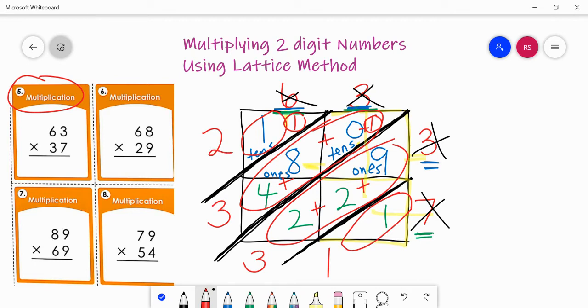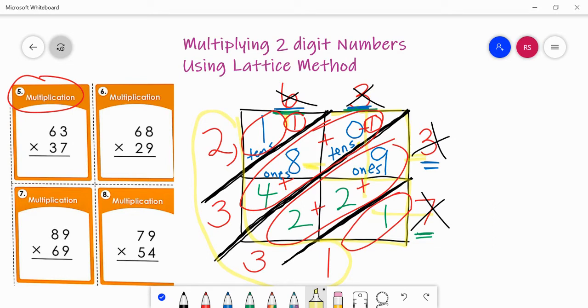So if you read your numbers, 2, 3, 3, 1, that's how I see it. I know that I'm going to have to put a comma here because this is going to actually be read, and I'll draw a box around it, 2,331. And you can just read your number from left to right going down this diagonal slope. So this is the lattice method.